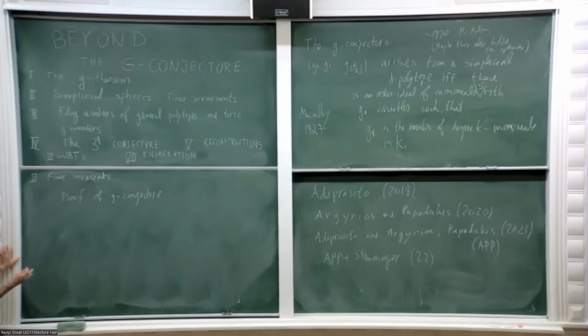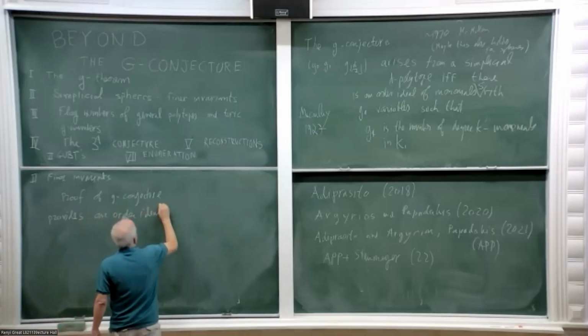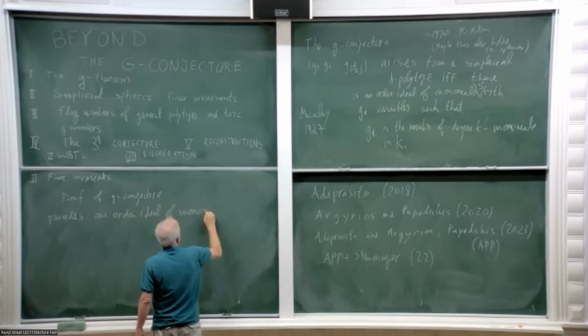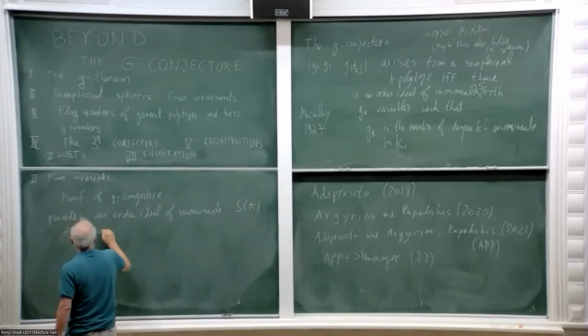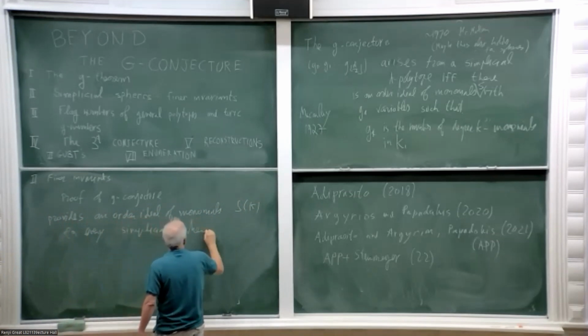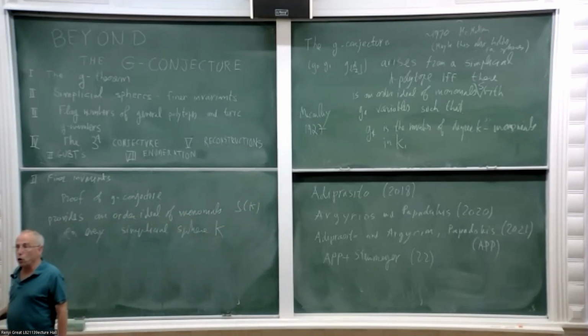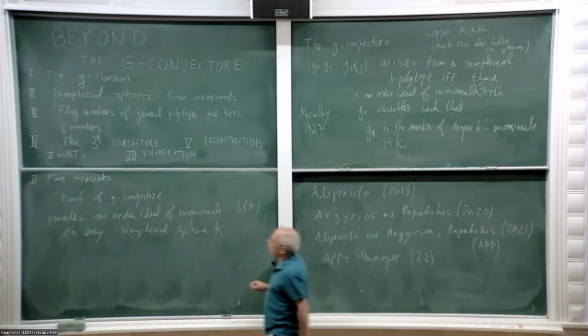And once this property was verified, there are several things that followed. So the proof of the g-conjecture actually gives you an order ideal of monomials S of k for every simplicial sphere. And this order ideal of monomials has one further property, and it is that it is shifted. So it's a shifted order ideal of monomials.